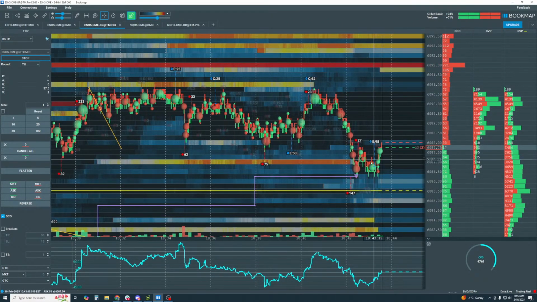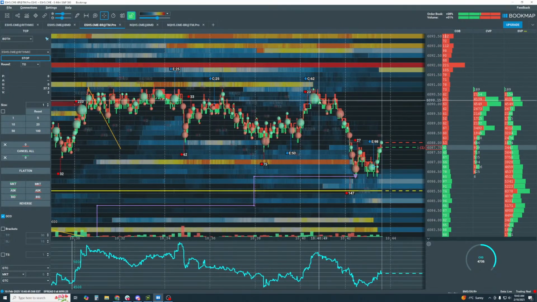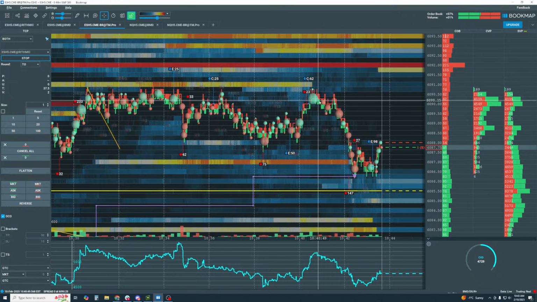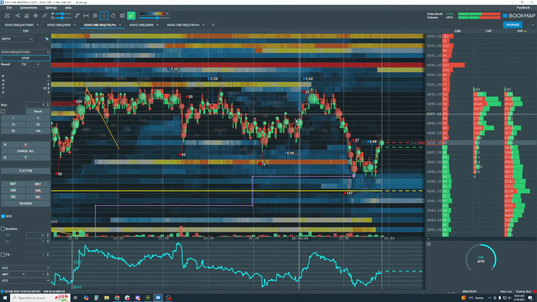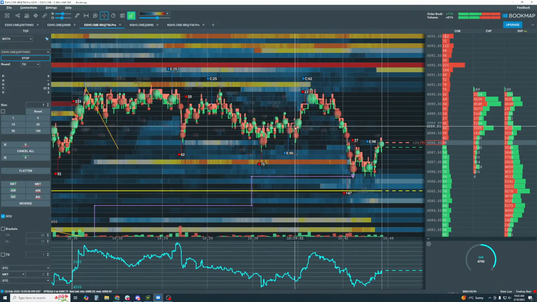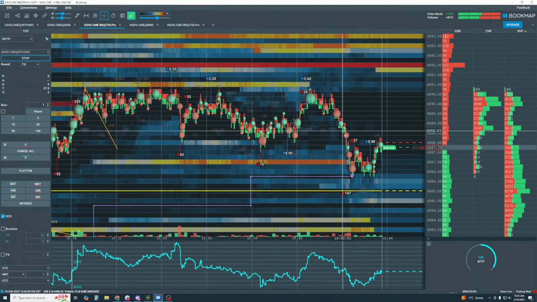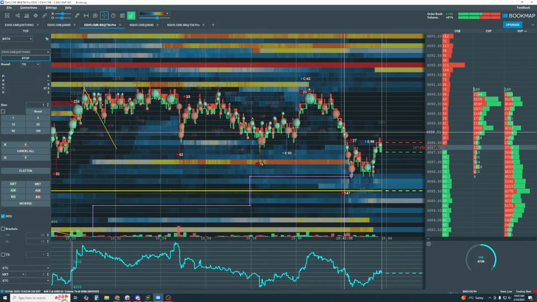This is like these dots in here are really very much like your time in sales. These are your bigger orders or bigger transactions taking place. These are the buyers, these are the sellers, right?